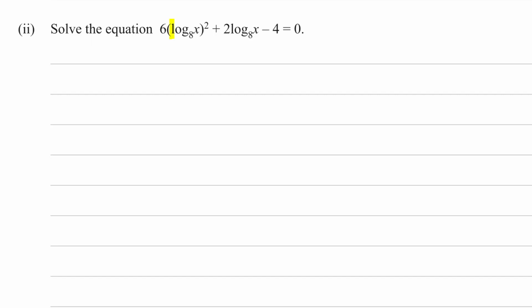I do notice log base 8 of x appears twice though. And this kind of looks of the form ax squared plus bx plus c equals 0, right? A quadratic. So what we can do here is solve by substitution. That's where we let some variable, usually u, just so we don't confuse it with x, equal to, in this case, log base 8 of x.